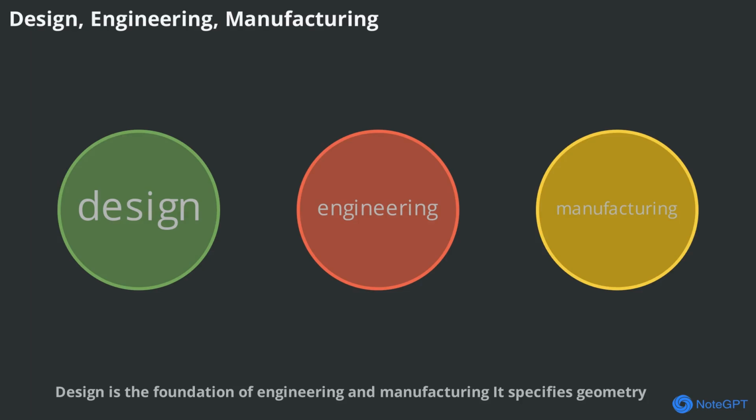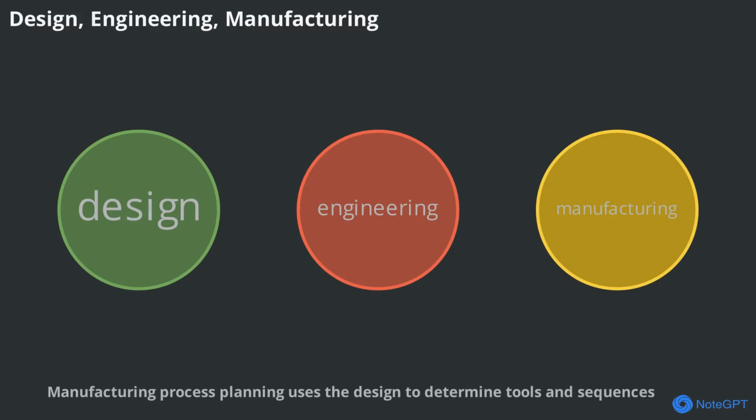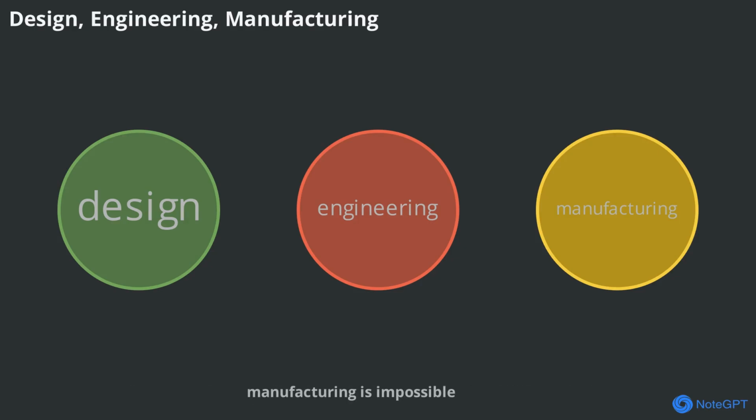Design is the foundation of engineering and manufacturing. It specifies geometry, materials, and performance requirements. Engineering analysis validates designs, ensuring safety and reliability. Manufacturing process planning uses the design to determine tools and sequences. CAD integrates these steps, creating a seamless pipeline from design to production. Without design, manufacturing is impossible.